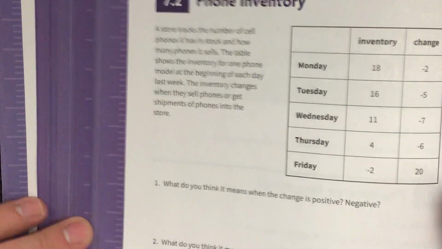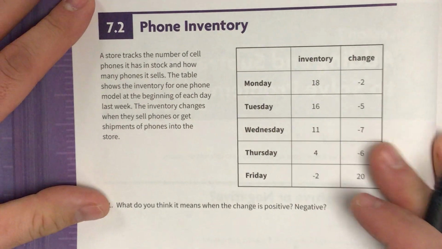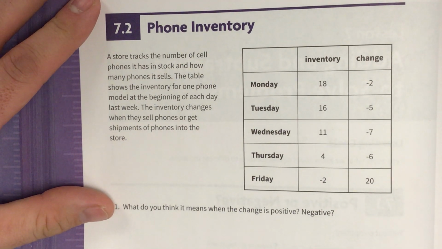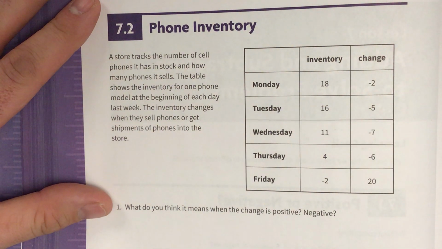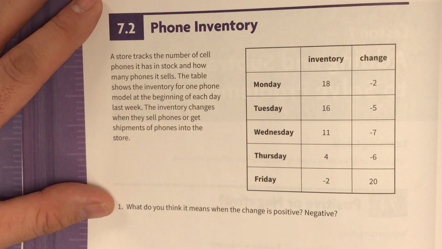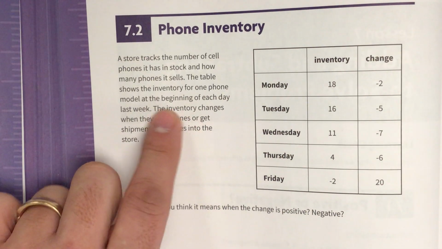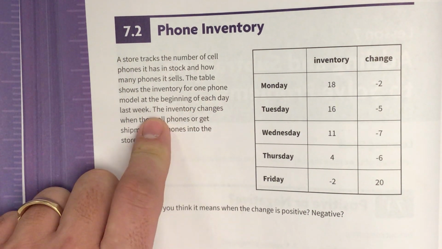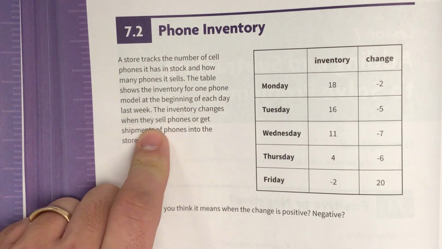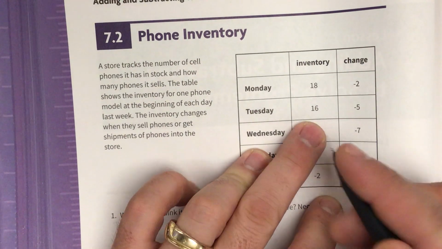Next question, talking about phone inventory. A store tracks the number of cell phones it has in stock and how many phones it sells. The table shows the inventory. Anybody know what inventory means? How much you have? That's how much is in the store, yes. For one phone model at the beginning of each day last week. The inventory changes when they sell phones or get a shipment in. Okay, so this is kind of like our bank account.